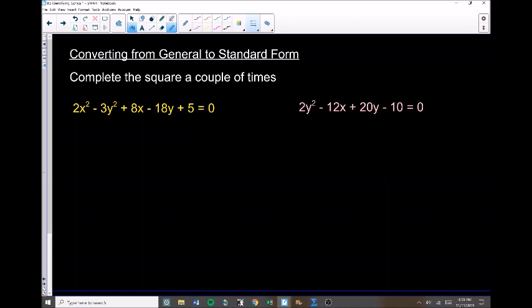The standard form is the form we've been graphing from all along. It involves completing the square a couple of times, which I'm sure you remember how to do, sarcastically. If you don't remember and want to go find a video I have on completing the square, I'll link it in the description down below.